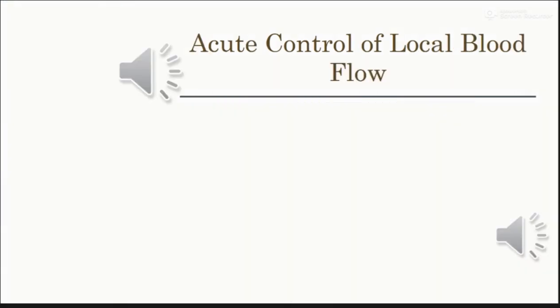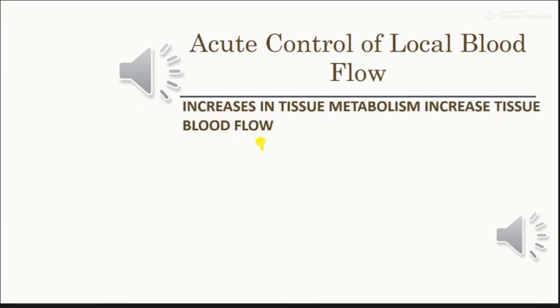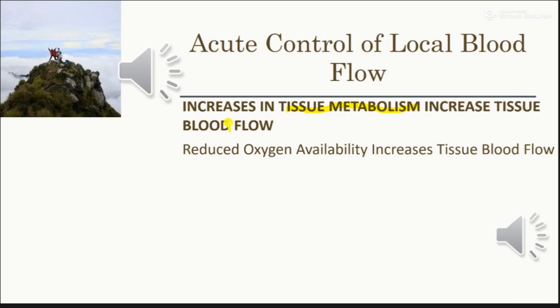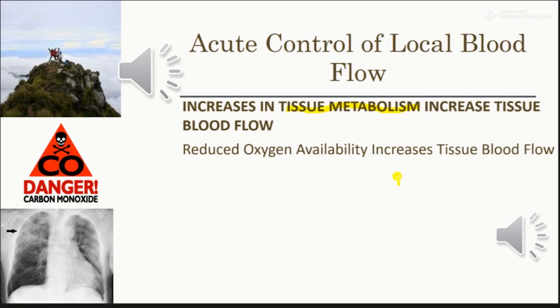So, here, let's dive more into acute control of local blood flow. So, increases in tissue metabolism, increases tissue blood flow. Siyempre, kapag may nangangailangan, may nagagamit, kailangan, dagdagan mo pa yung supply doon sa part na yon. Okay, so eto guys, reduced oxygen availability, increased tissue blood flow. So, for example, di ba, umakyat ka ng mountain, nag-climb ka, Mount Pulag ka. Or, for example, may pneumonia ka. Or, na poison ka ng carbon monoxide, okay, tsaka cyanide.